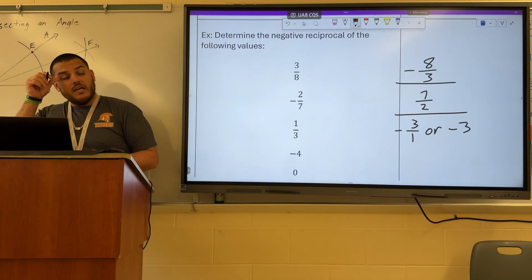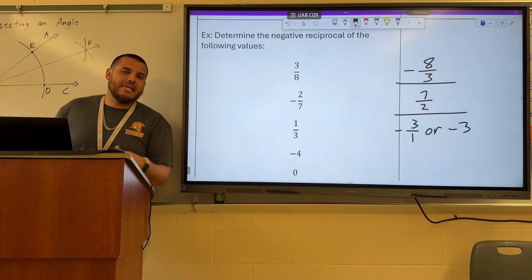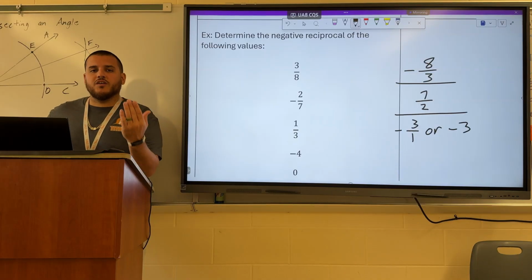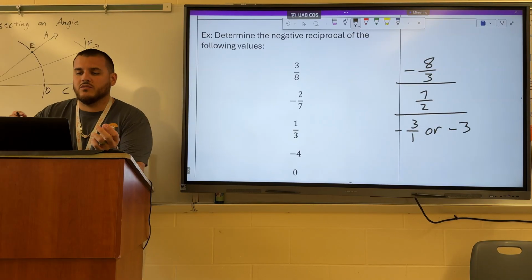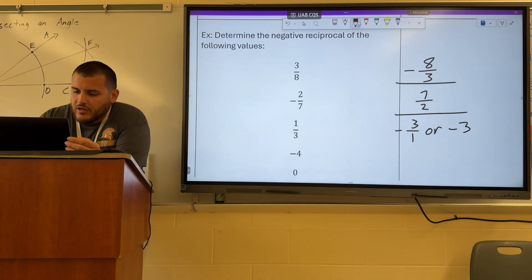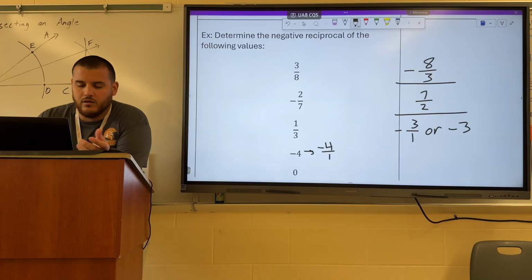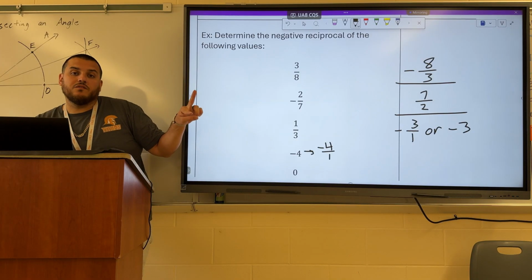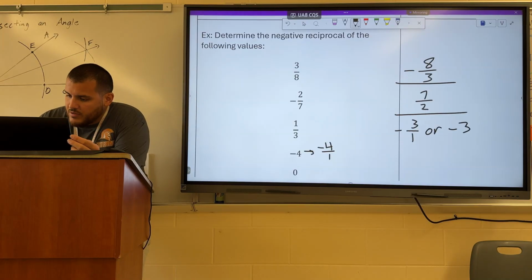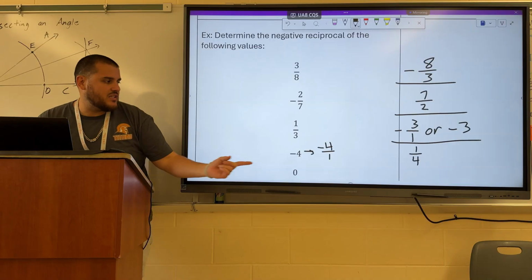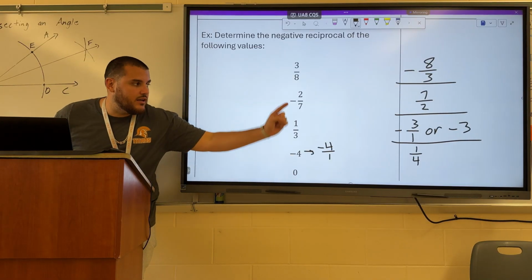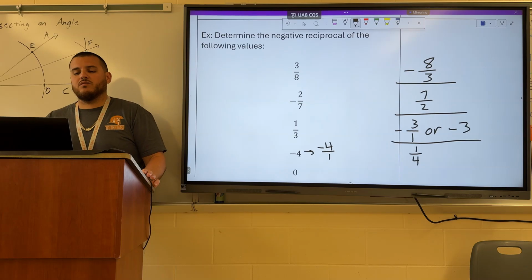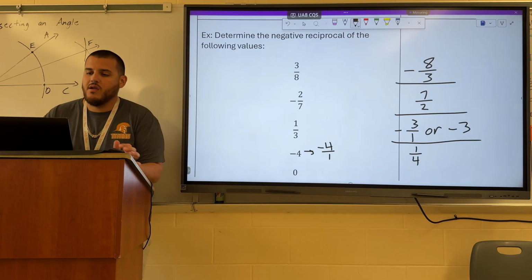Next, we have the whole number negative 4, which we want to first change into a fraction so that we can do the flipped part of it. And hopefully you guys know that to make a whole number a fraction, you just put it over 1. So negative 4 as a fraction is just negative 4/1. Again, we're going to flip that, so it's going to become 1/4. And we're going to change the sign. This is a negative value here, so it's going to be a positive value in the negative reciprocal. So positive 1/4 would be that one.